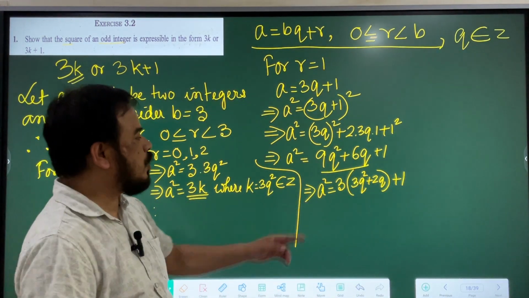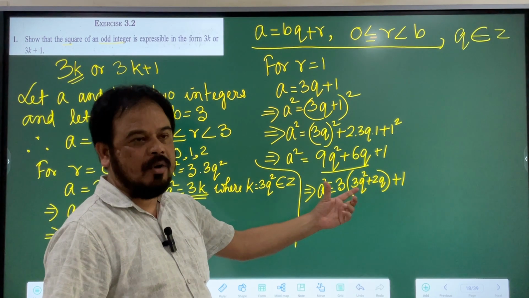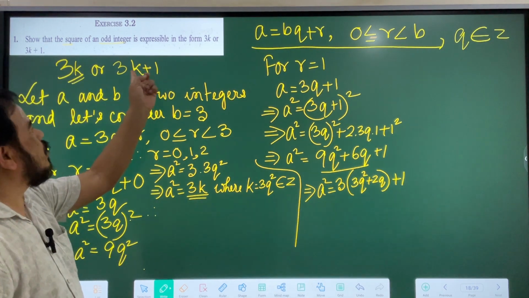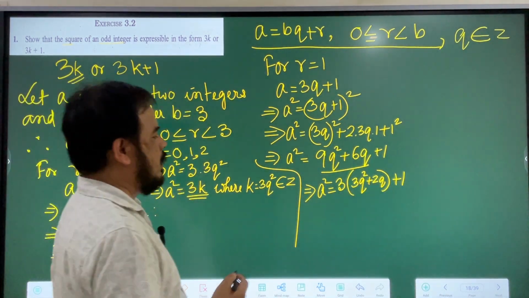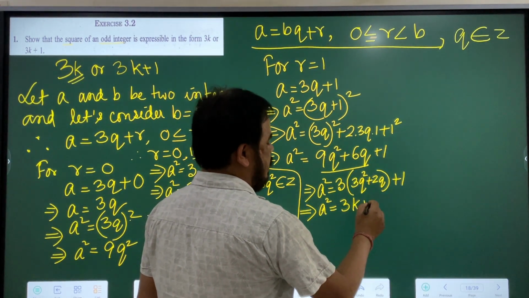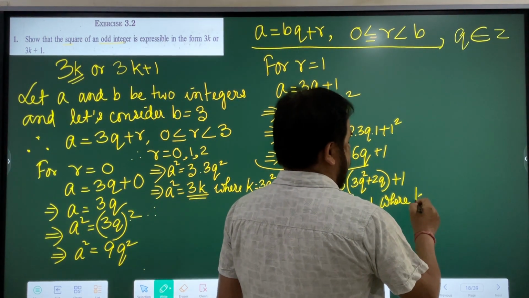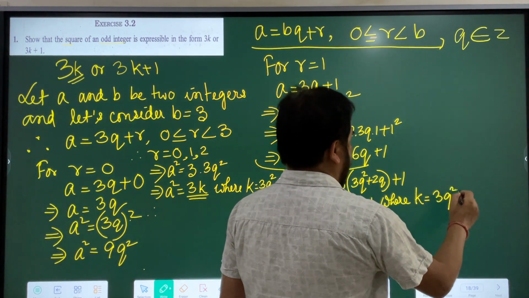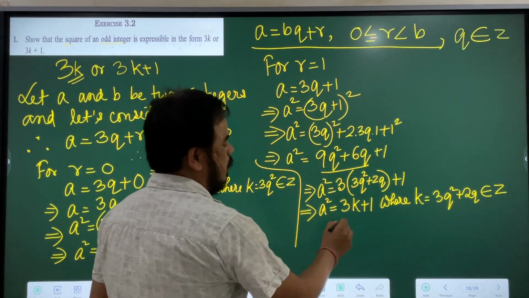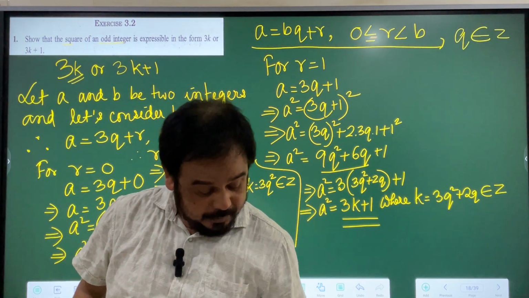So there may be a question, why 3 is taken common? Why q is not taken common? Q also could have been taken common, but no use. We need 3k plus 1. We have to follow what is written here, 3k plus 1. So we will write a square is equal to 3k plus 1, where k is equal to 3q square plus 2q, which belongs to Z. So 3k plus 1 we have got.